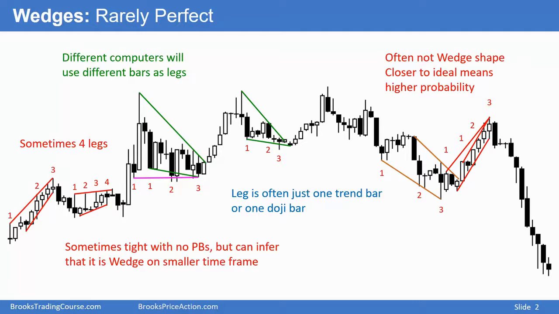The closer something is to that ideal, the higher the probability that it will behave like the ideal. So the better looking a wedge, the more likely a lot of computers and traders will trade it like a wedge, and therefore more likely you'll get the reversal.